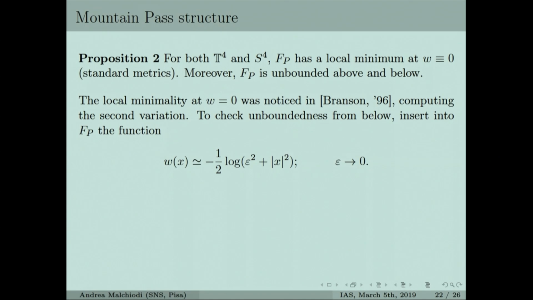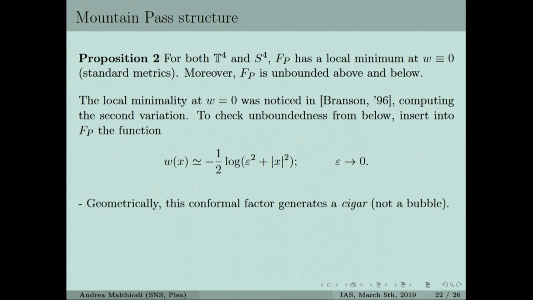So epsilon is a small parameter. And geometrically, this is a conformal factor giving you a sort of cigar, so not a bubble. It's like a truncated cylinder. So this sends the energy to minus infinity.